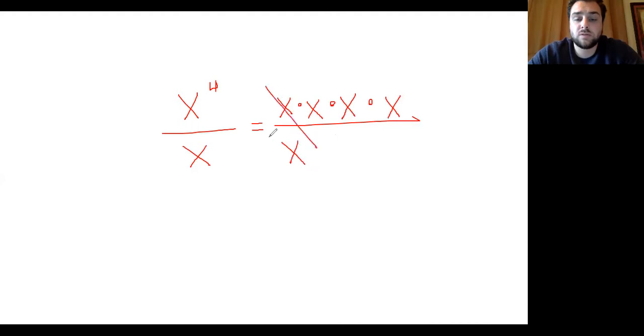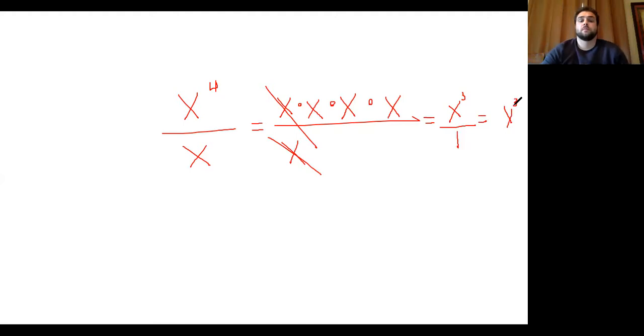We're going to go ahead and cancel, just like you would have canceled with your whole numbers. And what you're left with is x times x times x, or x cubed. If you want to put a place value underneath it, it'd be over 1, or you could just leave it as x cubed. Okay, and let's do one more example with a variable.